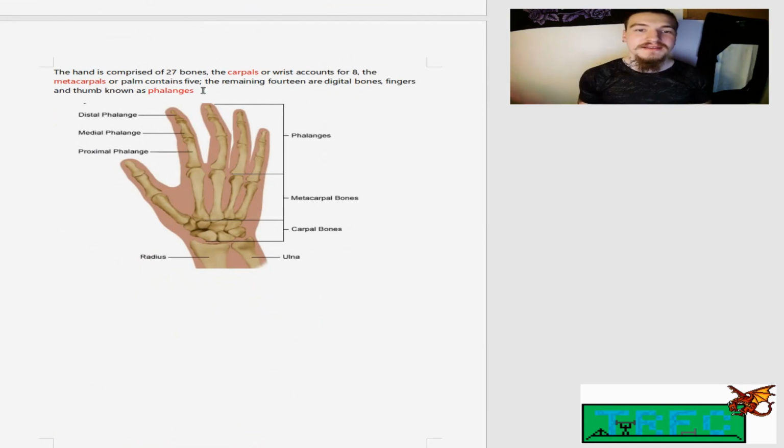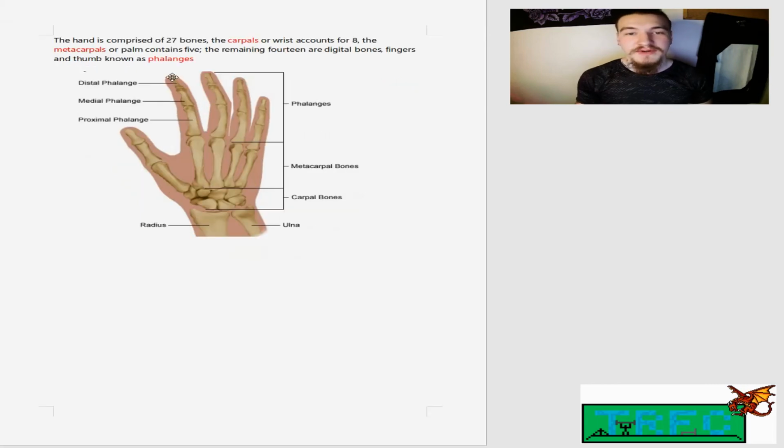Now the hand is comprised of 27 bones. You've got the carpals, which is the wrist. This accounts for 8 of them. You've got the metacarpals, or the bones in your palm. This contains 5. The remaining 14 are digital bones, fingers and thumbs. These are known as phalanges.